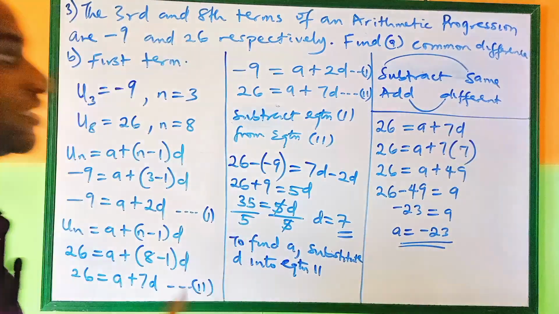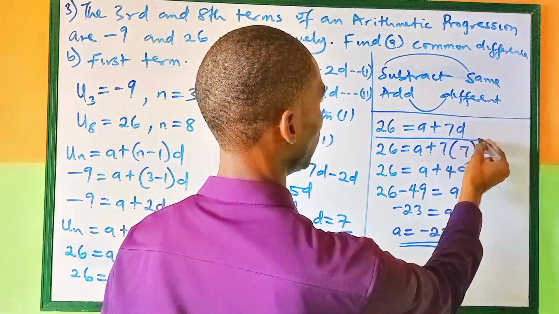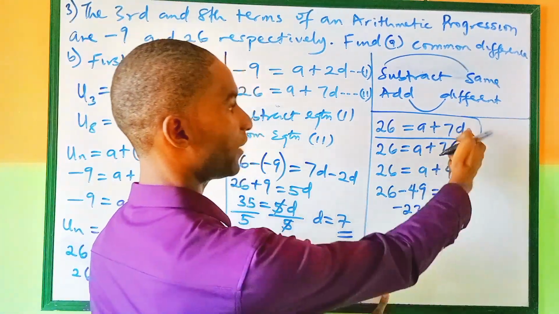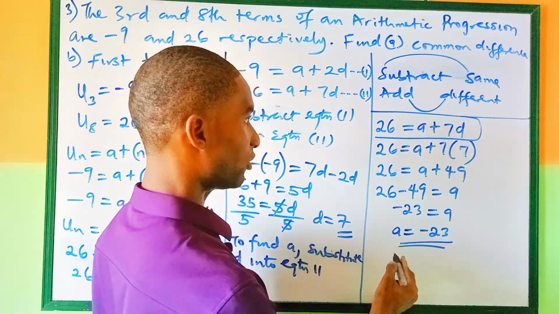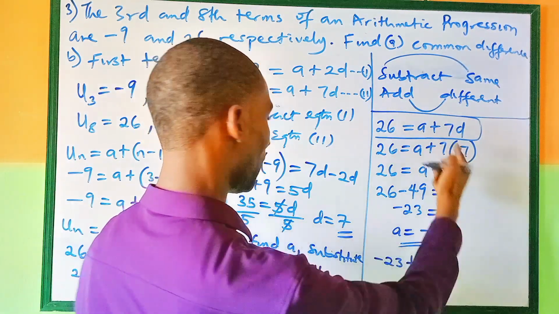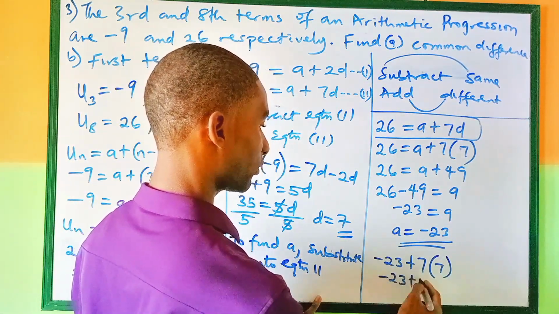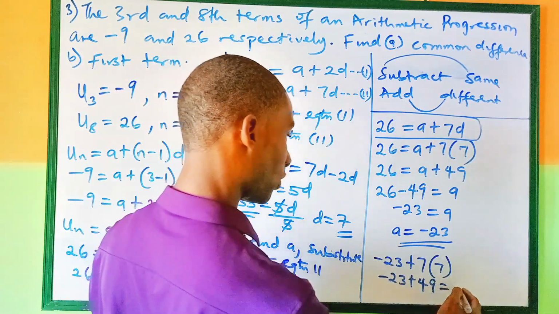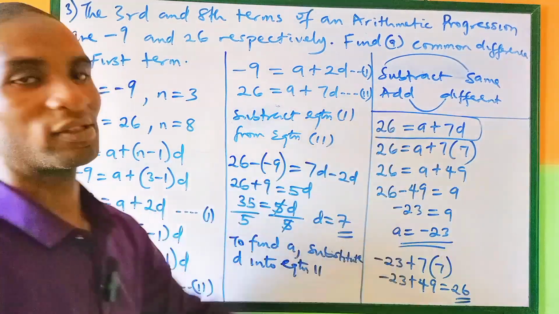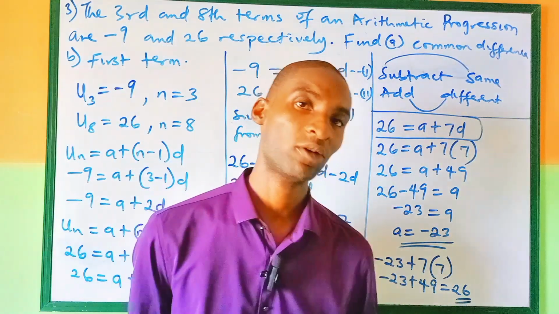So if you want to cross-check to see if your answer is correct, let us use equation 2 to check. Our a is minus 23, so you have minus 23 plus 7 into bracket. Our d is 7. 7 times 7, that is 49. So minus 23 plus 49, your answer is going to be plus 26. That is the answer, which is 26. And that is correct.